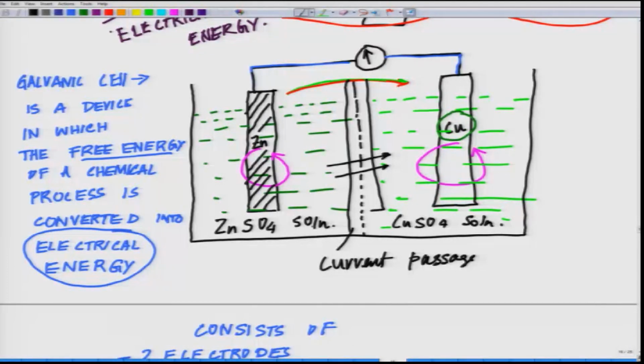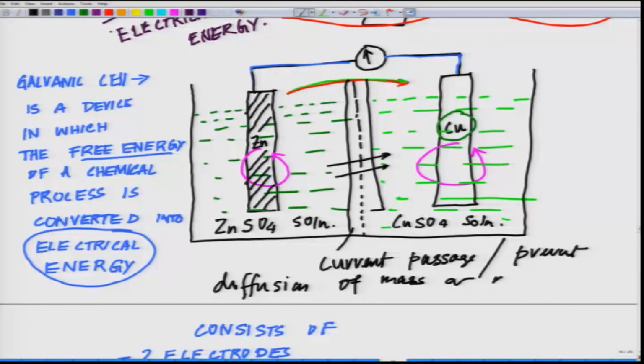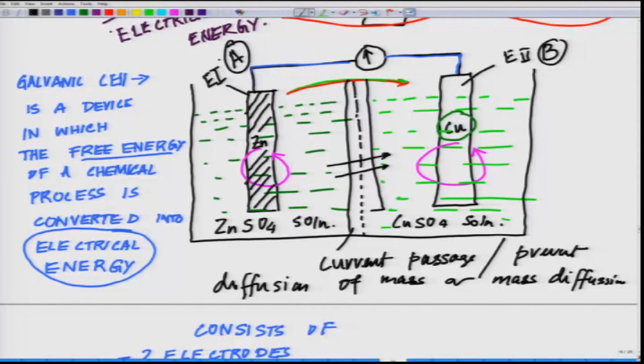But it prevents mass diffusion, so it does not allow these huge salts to move through it. Zinc and copper are the two electrodes. Here you have electrode 1 and here electrode 2; you can name them A and B, whichever way you like to place them.